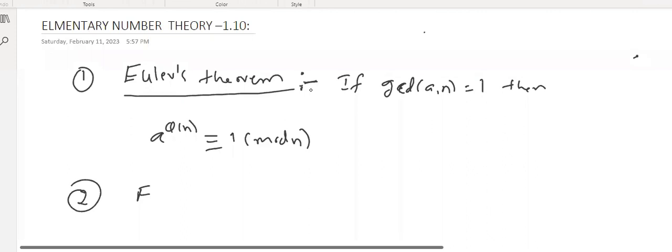Now you see the statement of Euler's theorem. If the GCD of the two numbers a and n is equal to 1, then a to the power of phi of n is congruent to 1 modulo n, where phi is Euler's phi function.